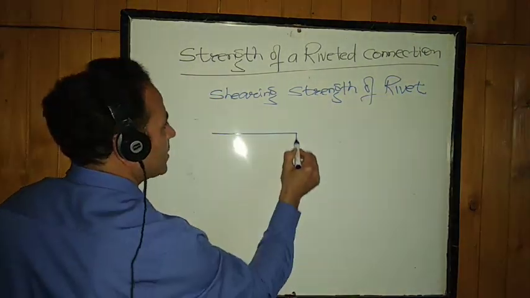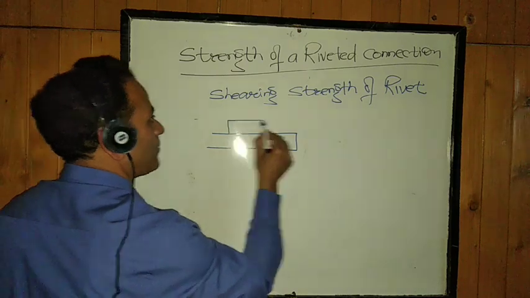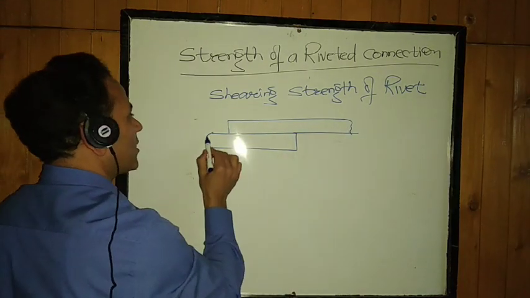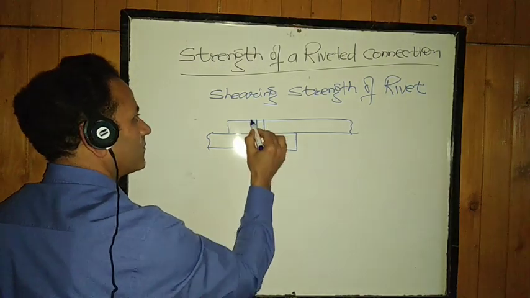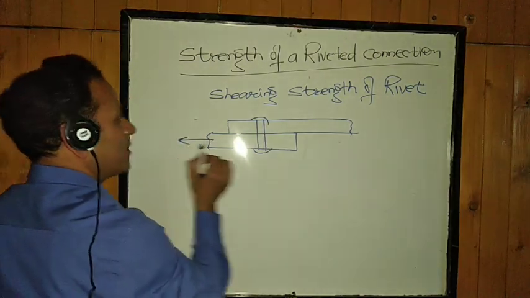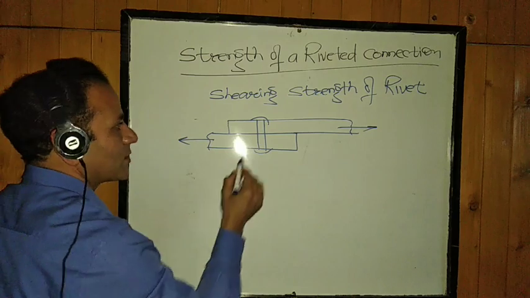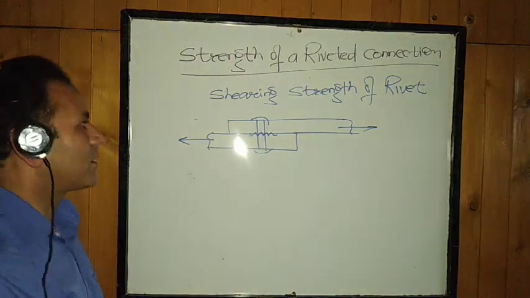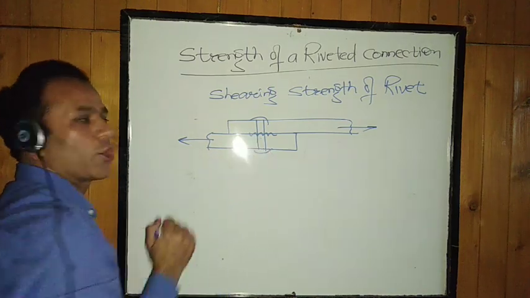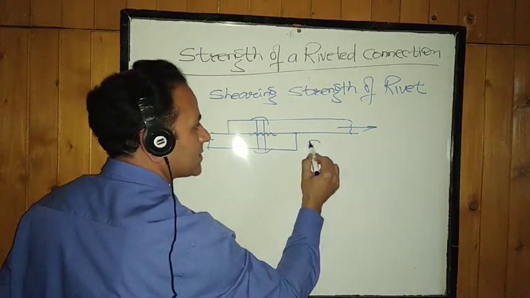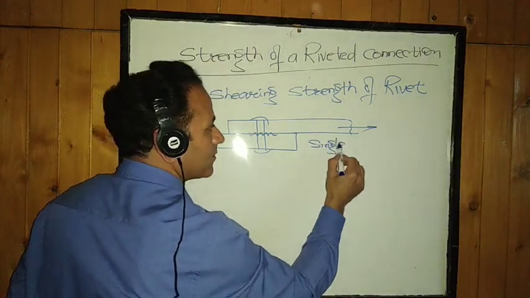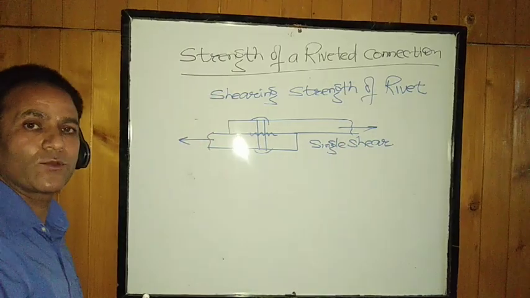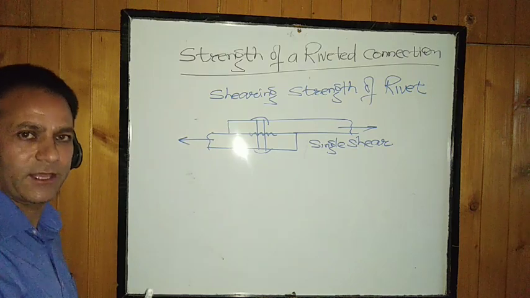Say these are the members which are lapped to each other. They are connected together using a rivet. This is the rivet. If we pull the members like this, there is going to be a shear failure over this cross section. The rivet will fail at one cross section. So this we call single shear failure.